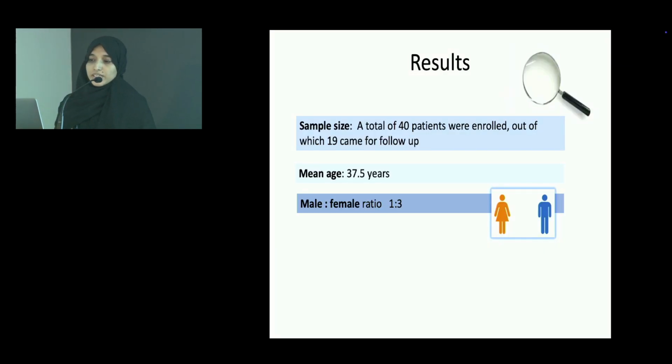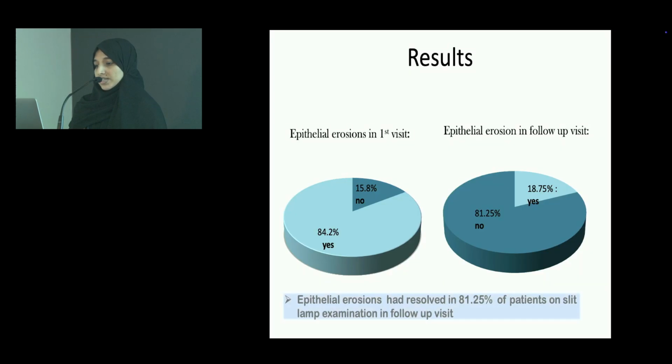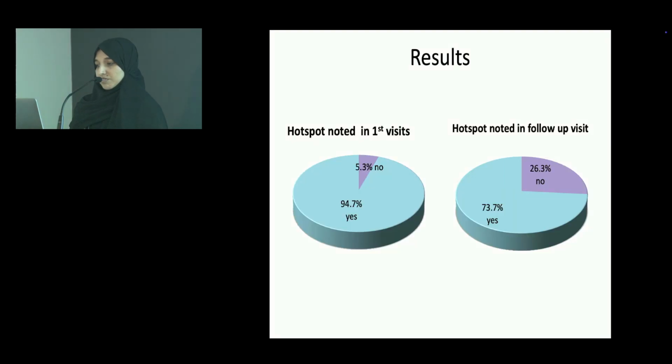So coming to the results, we had a total of 40 patients enrolled, out of which 19 came for the follow-up visit, the mean age of the sample being 37.5, and predominantly they were females. When we compared the slit lamp examination, the epithelial erosion present in the primary visit was 84.2%, which reduced to 18.75% in the follow-up visit. That is, 81.25% of the patients had their epithelial erosions healed on slit lamp examination in the follow-up visit.